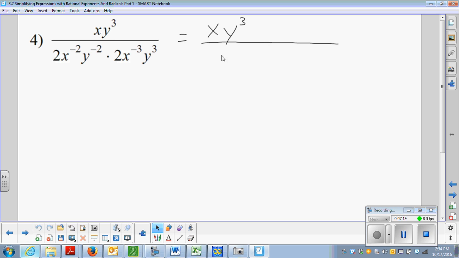All right, so first I went ahead and moved my x times y cubed over so I can move up all the things I want to move up here. I want to move up this x to the negative 2, this y to the negative 2, and this x to the negative 3. So it'll look like that: x squared, y squared, x cubed. Now what's left in the denominator is my 2 times 2 times my y cubed. So that takes care of my negative exponents.